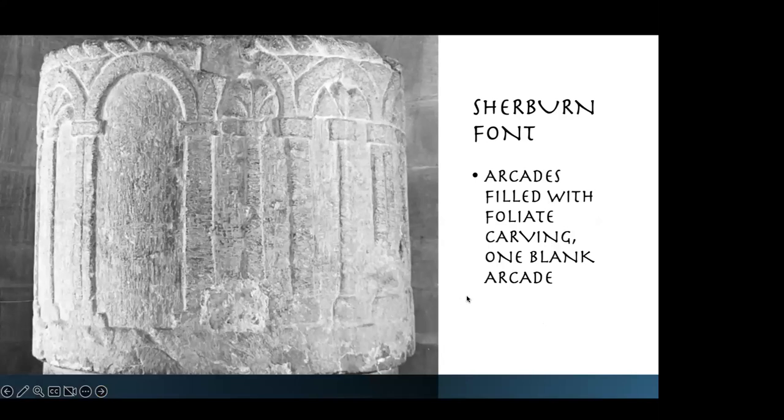Here we have the font at Sherburn. Now, this is an arcaded font, and each arcade is filled with a stylized tree. But there is one arcade which is left blank. And I'd suggest that this would have been, of course, painted, and so there would have been painting of the arcades and the trees, and the blank arcade would have been left, presumably, for some kind of figure painting, whether it was the patronal saint or something else, I don't know. But the capacity to do it is there.